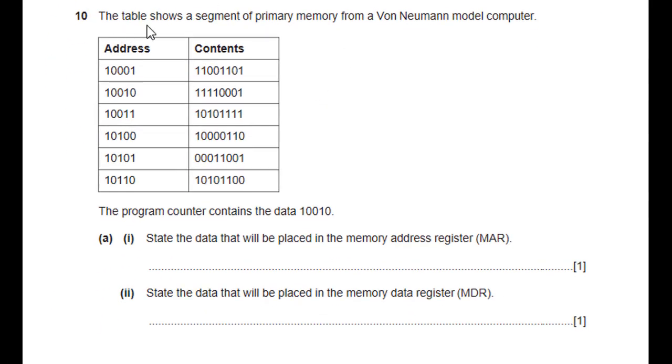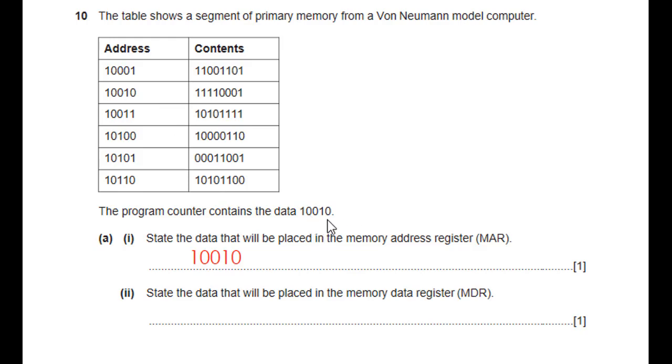Now we have some von Neumann computer model instructions where we have the address and the contents. This seems like a confusing question at first, but it's relatively simple. We just need to realize that the program counter contains this data, so we just need to look for that on this list, because the program counter contains the address of the instruction. So state the data that we placed in the memory address, and we should know that what goes from the program counter to the MAR is the address.